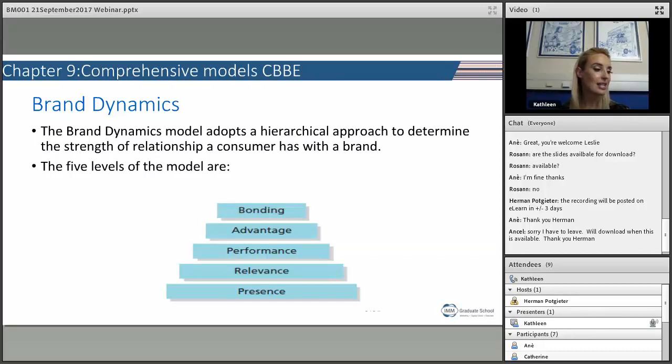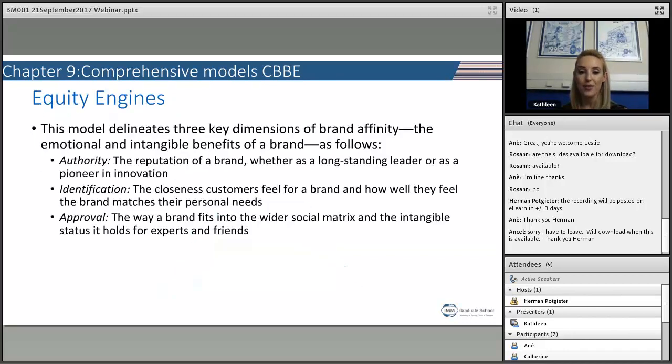And they say to us that it starts with presence, which is very similar to salience or awareness. You will then move up to the brand being relevant. You will then judge the brand's performance. You will then judge whether the brand offers advantages over other brands in the market. And finally, when you reach the top of this particular 5-level pyramid, you conclude with bonding, which is again very similar to our brand resonance or our brand loyalty in our customer-based brand equity pyramid.